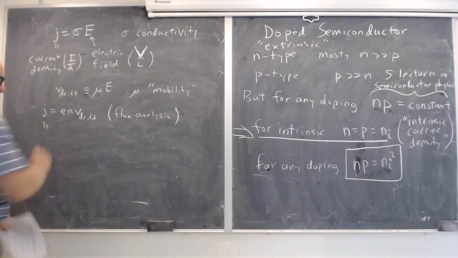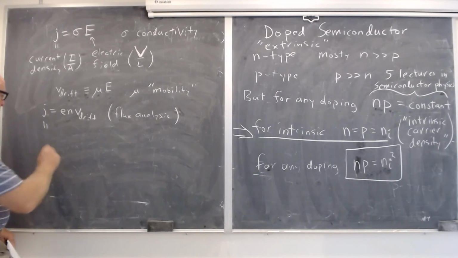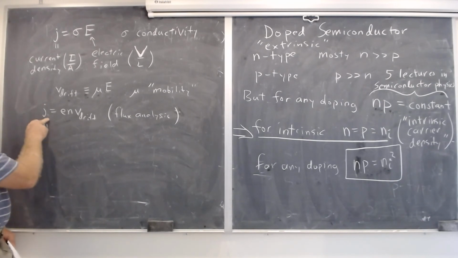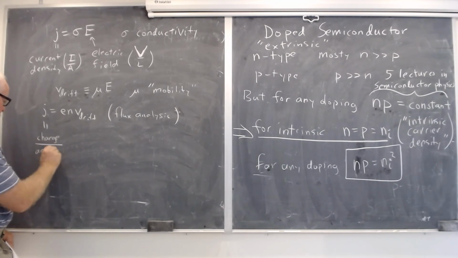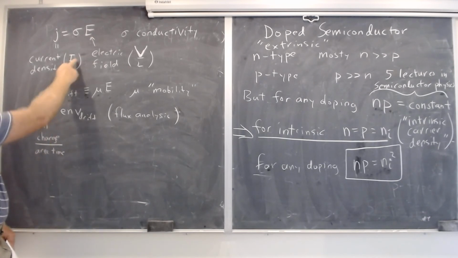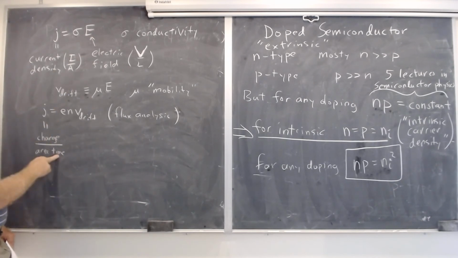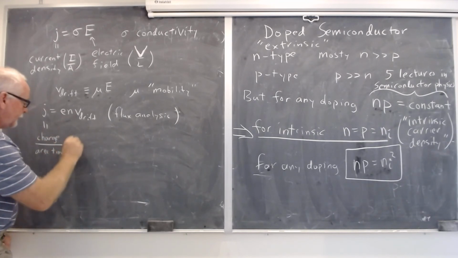But let me put a little aside here. Remember, J is current per unit area. So this is the charge per unit area per unit time, because current is charge per unit time. So J is charge per unit area per unit time. That's the flux of charge.